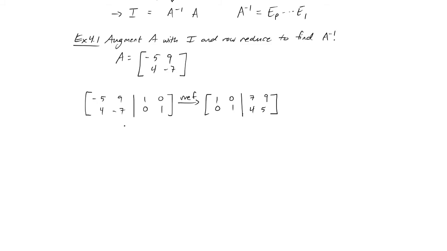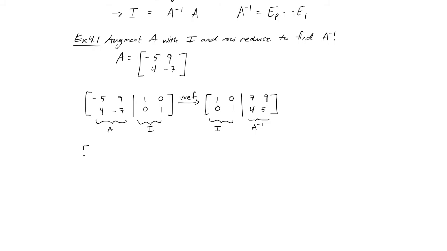And now we're going to notice something interesting. This is A, and this is the identity. And when we row reduce it, this becomes the identity. And I claim that this becomes A inverse. And let me explain why.